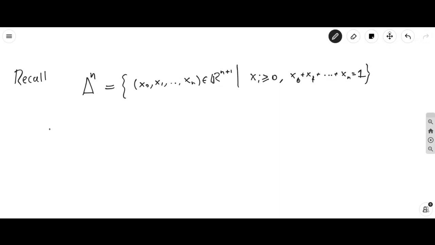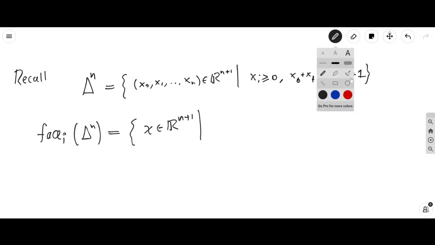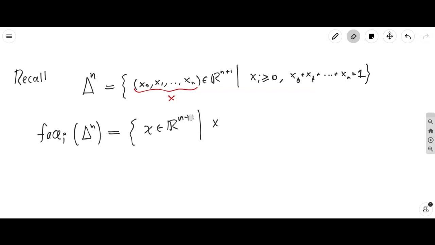And we've talked about this thing called the face. We talk about the ith face of delta n, which, let's write it like this. I'm just going to write x in R^(n+1), so for notational simplicity, I'll just call that x. That would be a vector in the n simplex, but whose ith coordinate is equal to 0 itself. So we call this the ith face.